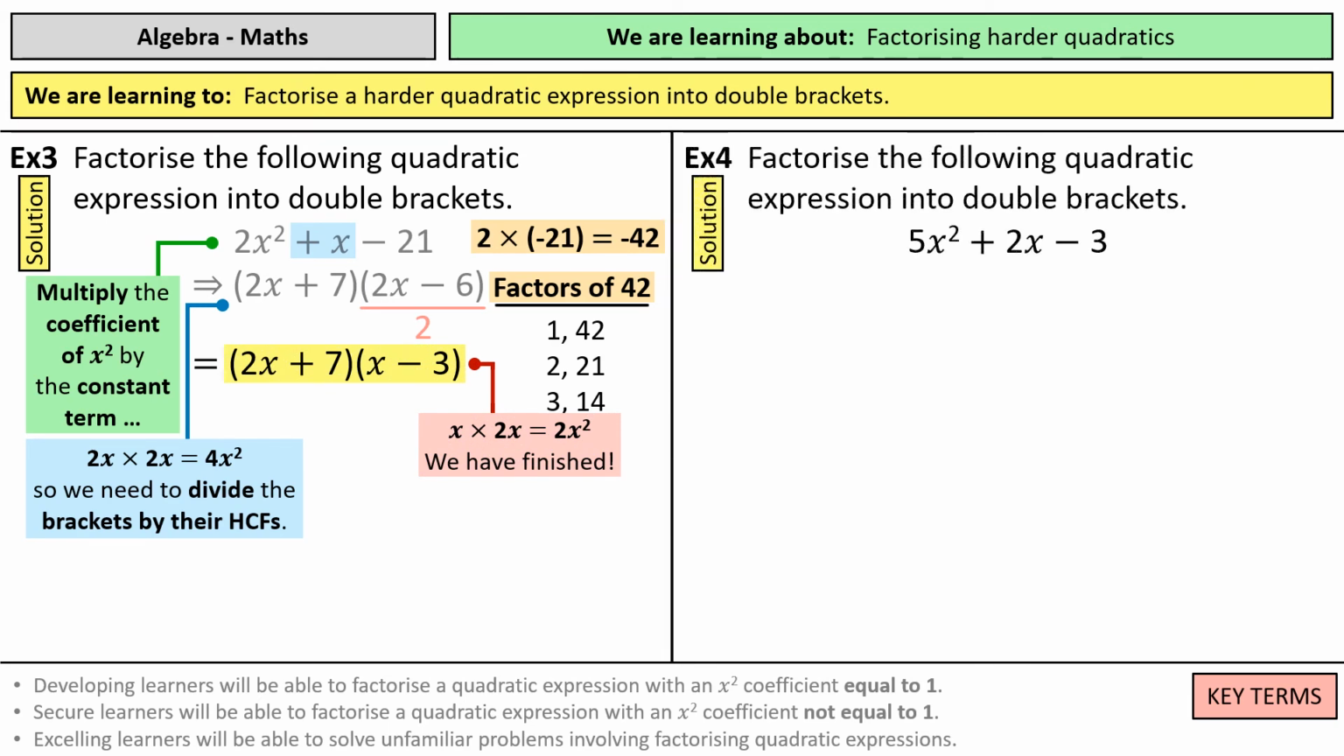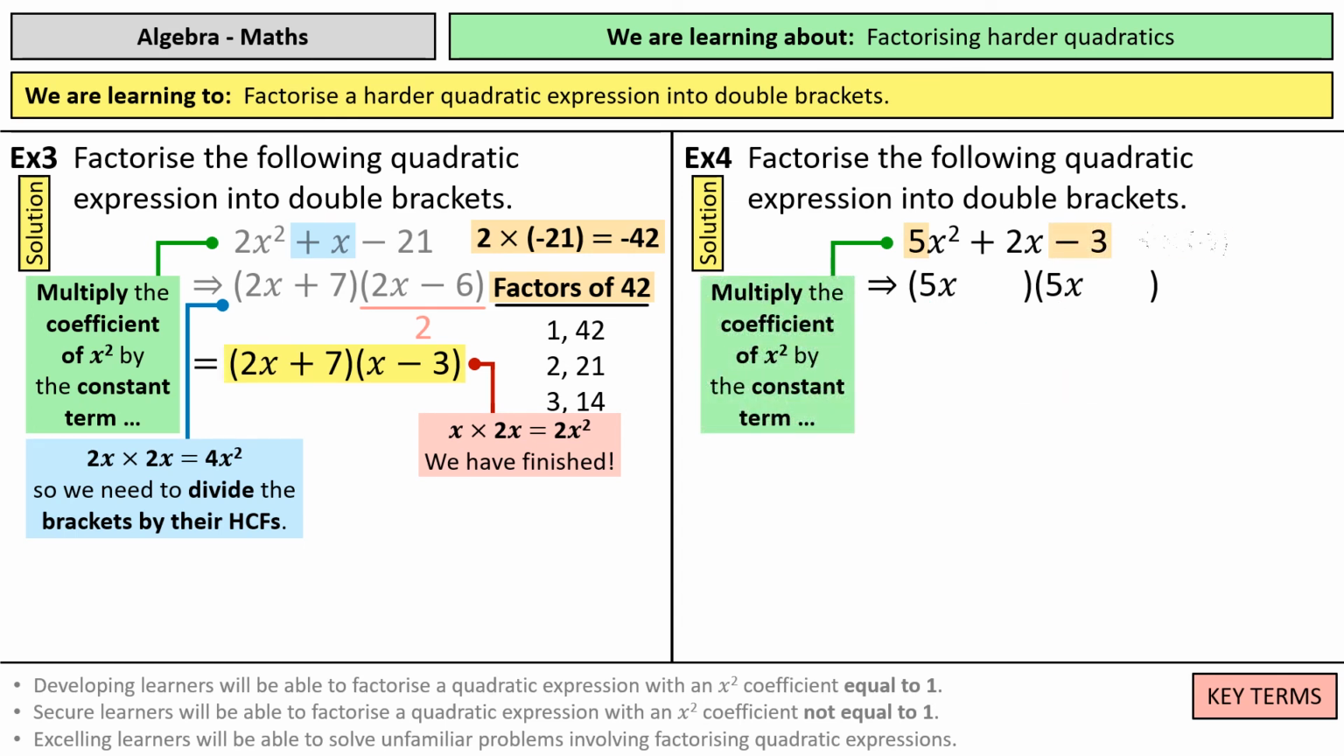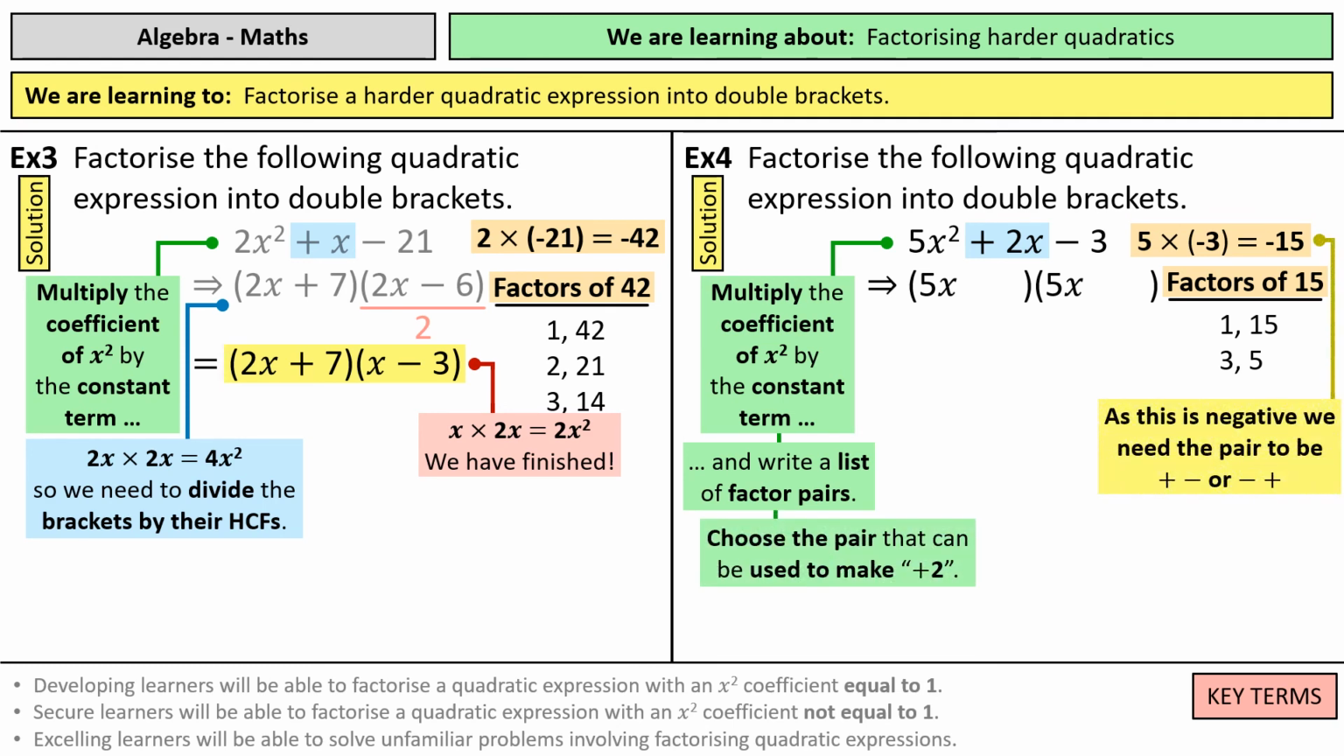And a final example. The coefficient of x squared this time is 5, so our brackets start with 5x. 5 times minus 3 gives me my new end number, which is going to be minus 15. So I'm looking for factor pairs that will make 15. 1 times 15, 3 times 5, and that is it. Which one of those factor pairs will allow me to make the middle number, the coefficient of x, which is plus 2? Well, I'm certainly not going to do it with 1 and 15, but with 3 and 5 I can. 3 take away 5 would be minus 2, 3 add 5 would be 8, but 5 take away 3 gives me the plus 2 that I want.